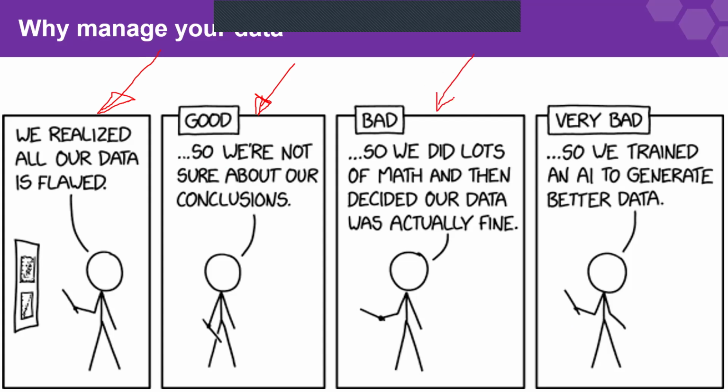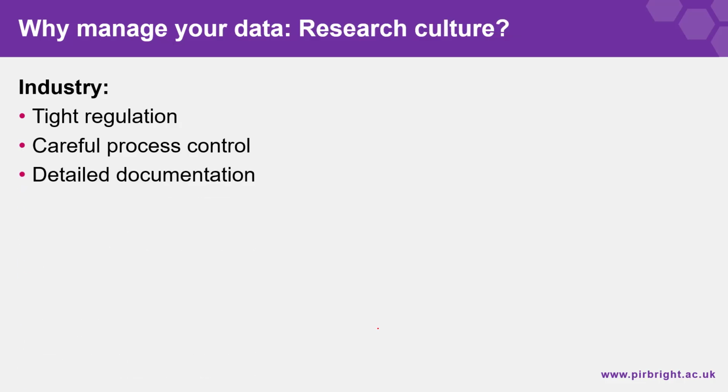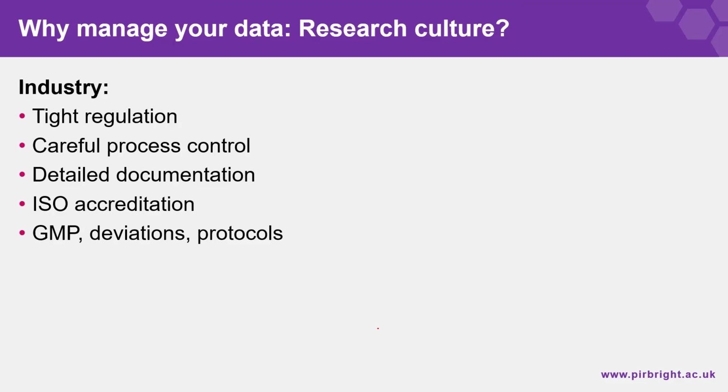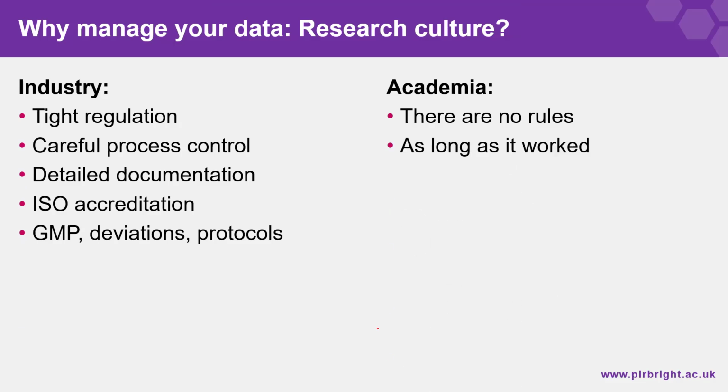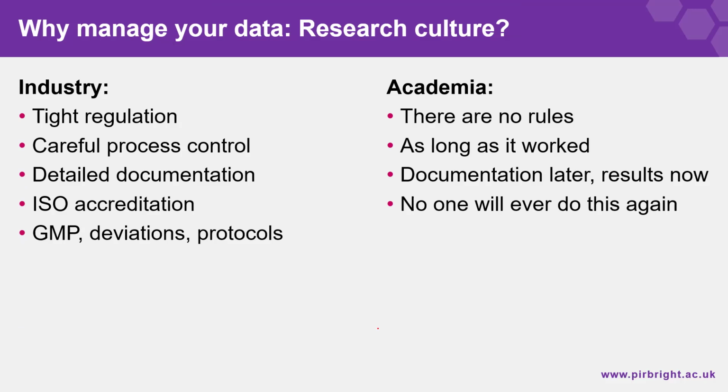You also get a bit of strange analysis, p-hacking, hardening, etc., and you see that in many papers. When we think about our research culture, often in industry or clinical settings there's tight regulation, careful process control, detailed documentation, ISO accreditation, good manufacturing practice and protocols. But often in academia, we have this idea that there are no rules, that as long as it worked once, it's robust, that we look at results and publishing now and documentation later, that this is a one-off and we don't need to replicate it, and that a quick and dirty analysis to publish is the step forward.